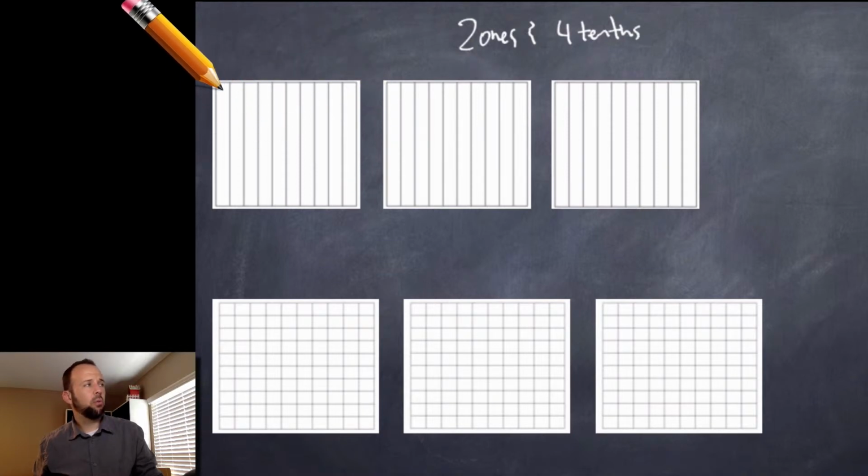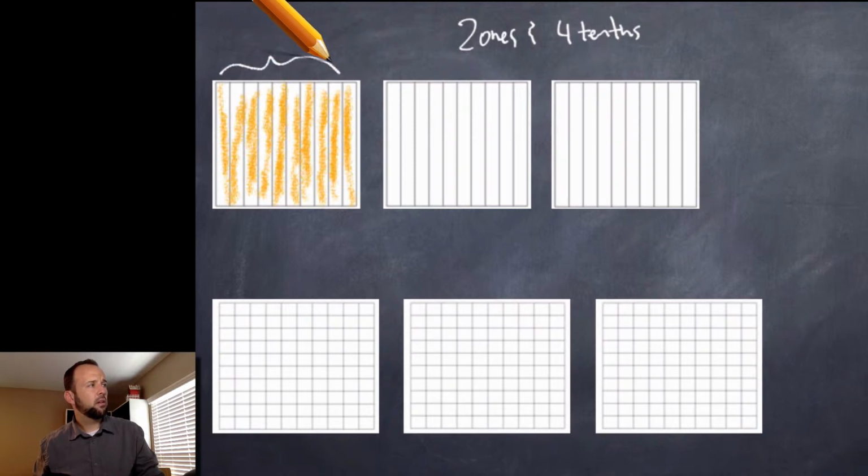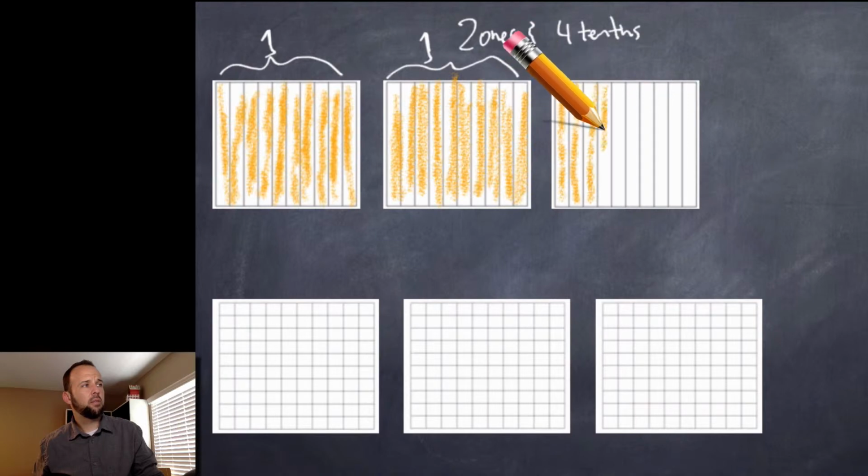To make 1 whole, I'm going to need 10 tenths. So 1, 2, 3, 4, 5, 6... okay, so there's 10 tenths. That's the same as 1 whole. And I'm going to need another 10 tenths to make 2 whole. Easy peasy. So now I have 2 whole and 4 tenths. Now I can color in 4 of these: 1, 2, 3, and 4. So I have represented 2 whole and 4 tenths.